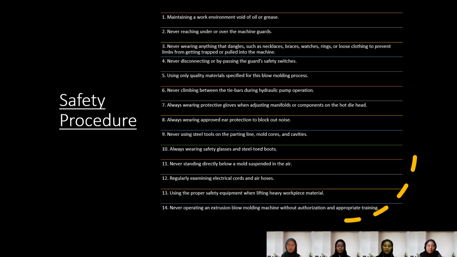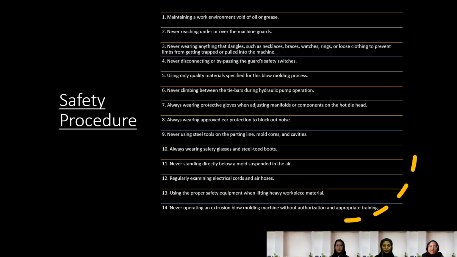So I will pass this presentation to Amalia. Okay. The seventh safety is always wearing protective gloves when adjusting manifolds or components on the hot die head. 8. Always wearing approved ear protection to block out noise. 9. Never using steel tools on the parting line, mold cores, and cavities. 10. Always wearing safety glasses and steel-toed boots.